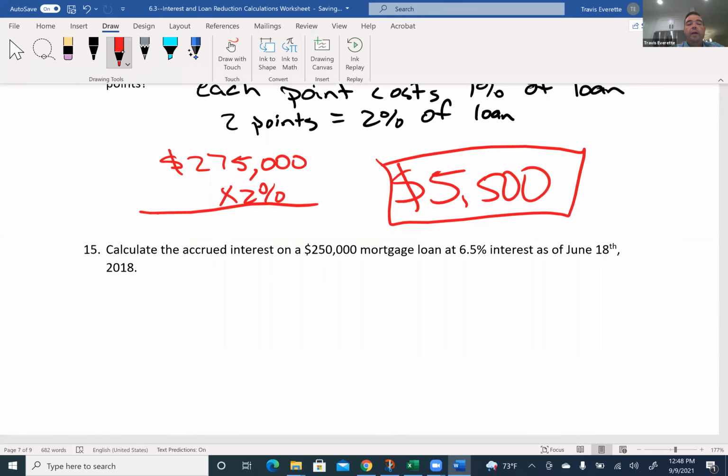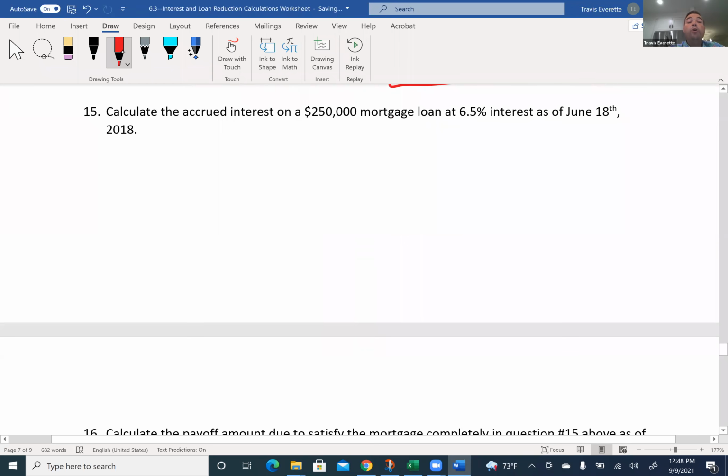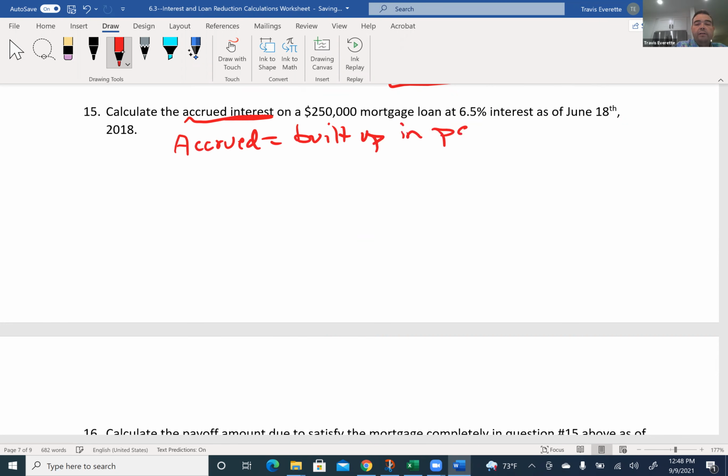All right. Number 15, calculate the accrued interest. Okay, so let's talk about this terminology here. Accrued equals built up in the past. And since the first of the month. It's always since the first of the month, because loans are always paid monthly. So you never have interest built up from the previous month. It's only this month's interest that has built up.